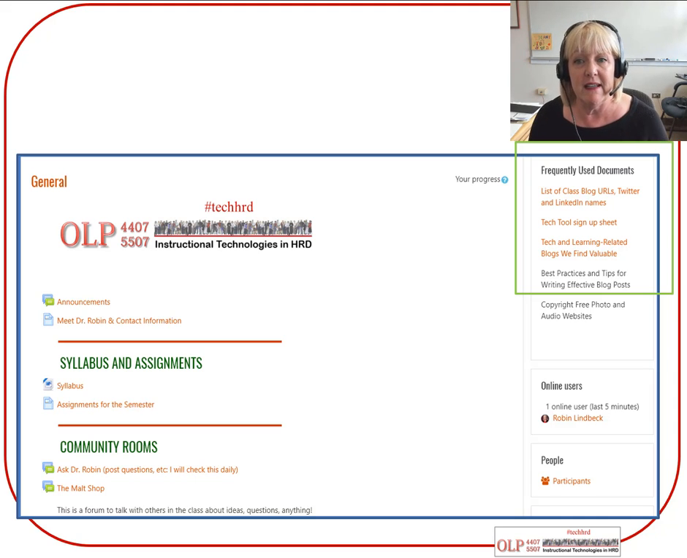The third thing is for week 2. It's the tech and learning related blogs that we find valuable. So these are documents we're going to be contributing to as a class. They're going to be a great resource for us, but I wanted to put them in the upper right corner of the Moodle page so that you could easily find them anytime you need to go to them.